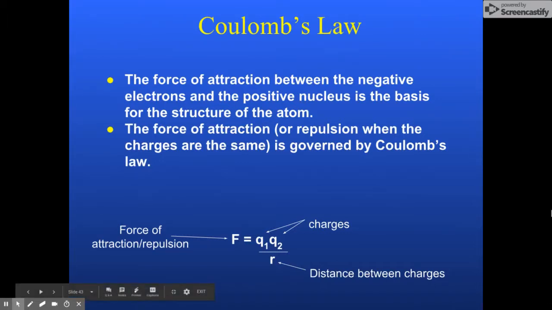And again, that force of attraction or repulsion is going to be equal to the size of the two charges divided by the distance between those charges. So when we look at explaining the structure of the atom, think about the distance between the two charges. How far are the electrons away from the nucleus? You also want to think about the size of those charges, the difference between the number of protons, or positive things, and the number of negative things in an atom.